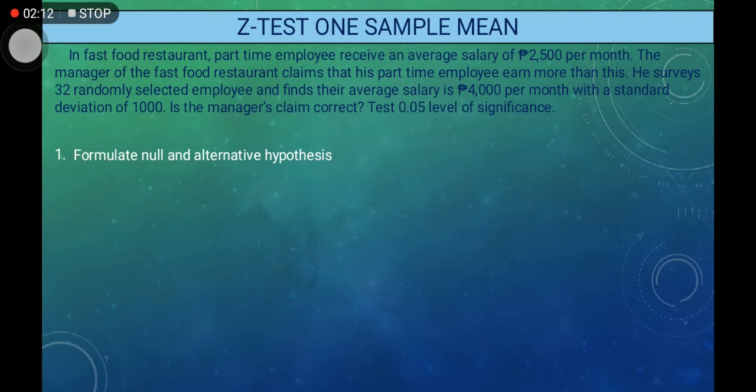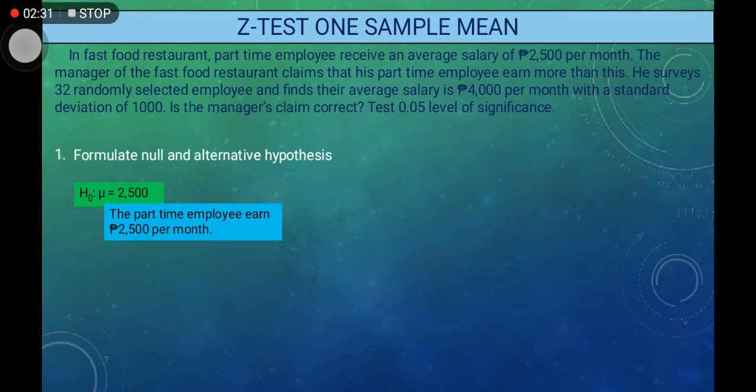So ngayon, pupunta na tayo sa first step, pagkuha ng null and alternative hypothesis. So natatandaan nyo, kapag null, gagamit tayo ng equal sign. So ang null natin dito is mu equals 2,500. Therefore, the part-time employees earn 2,500 per month.